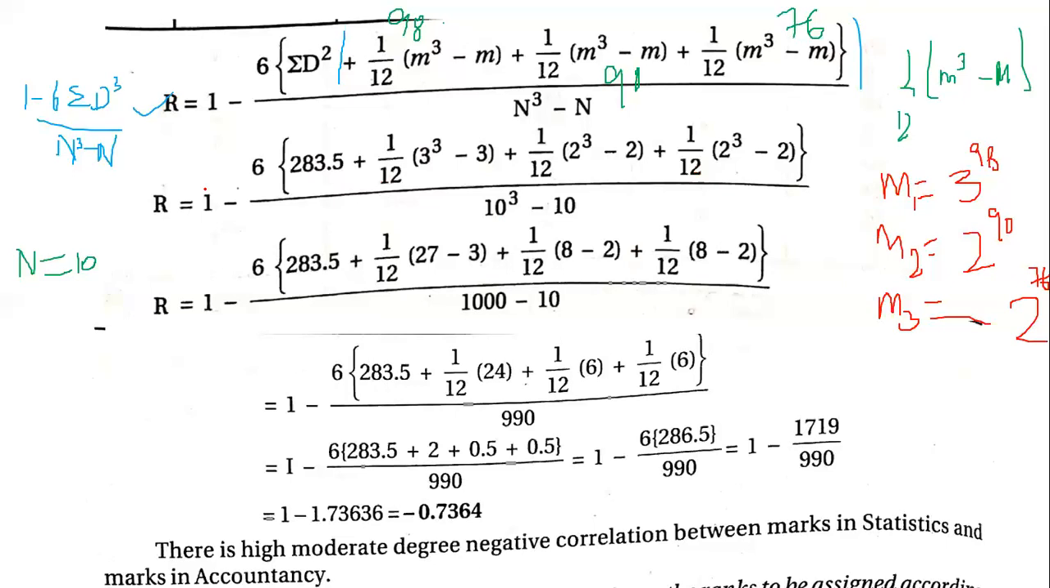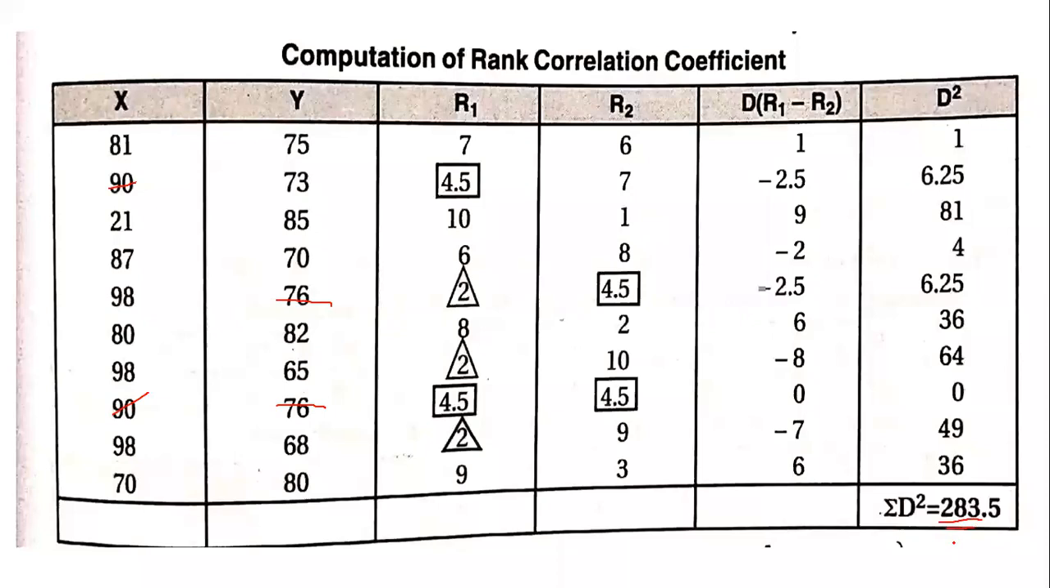So did you all understand this formula? How to put the numbers? Any doubt in that part? Okay, once again, fine, no problem. So 1 minus 6 into sigma d square. Sigma d square is this value, that is 283.5 that I have taken here.